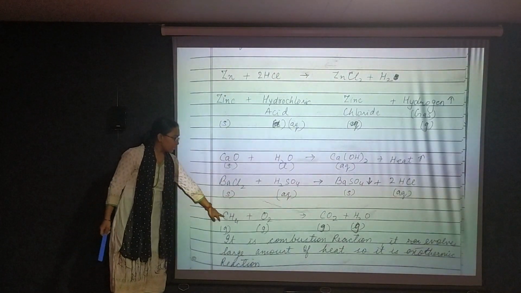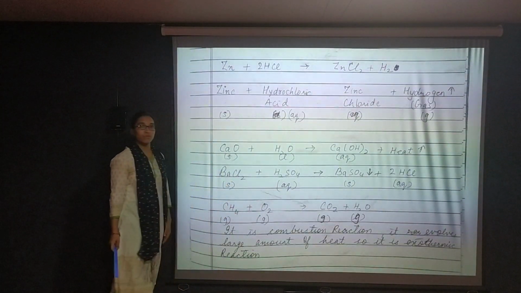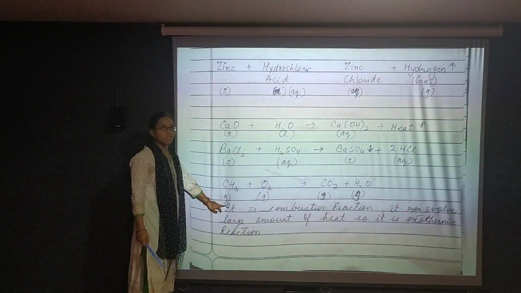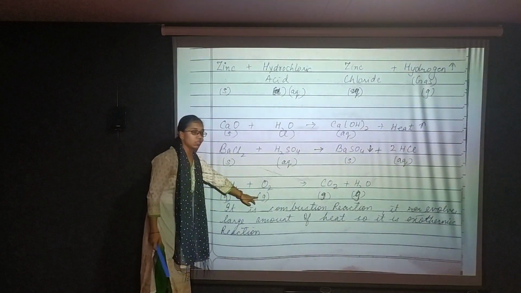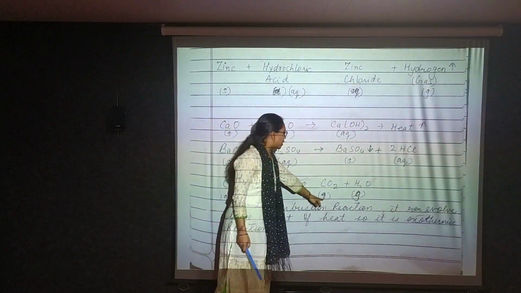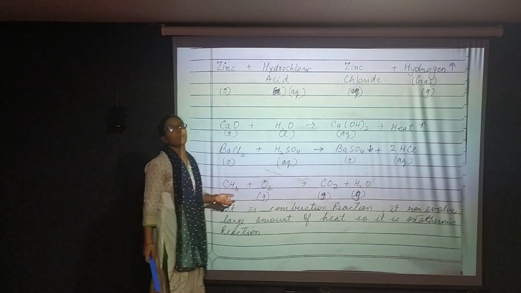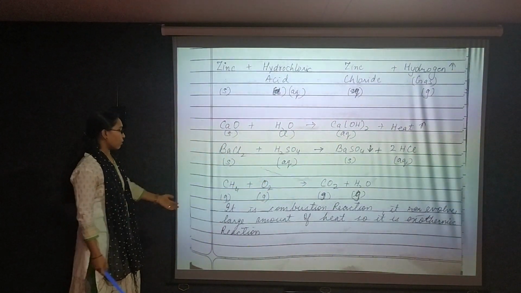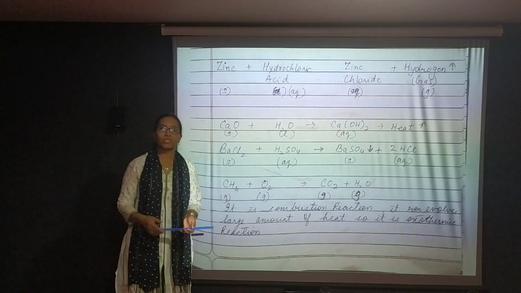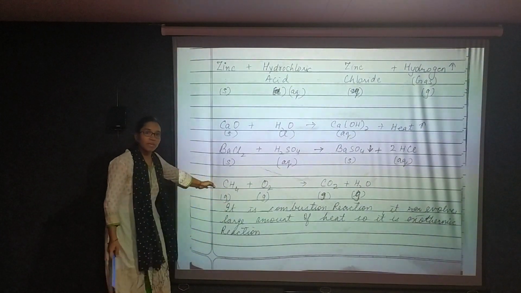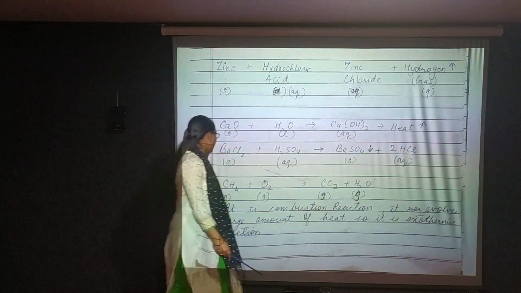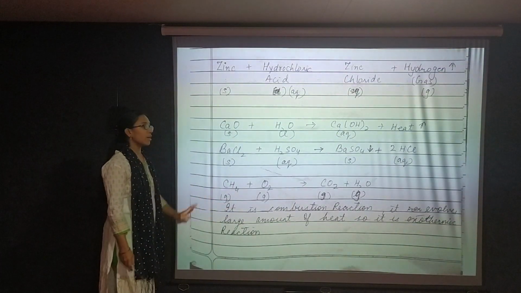Next is CH4 plus O2. What is CH4? CH4 is methane. Methane is in gaseous form, and oxygen is again in gaseous form. When you combine methane plus oxygen, you will get CO2, which is in the gaseous form, and H2O, which will be in the vapor form. That's why it is written here as gaseous form. So this is a combustion reaction. We will learn about the types of reactions, such as what a combustion reaction is and what a displacement reaction is. Here, when methane combines with oxygen, this reaction is known as a combustion reaction. It evolves a large amount of heat, so it is an exothermic reaction.